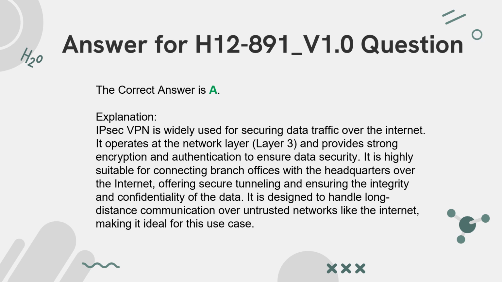IPsec VPN is widely used for securing data traffic over the Internet. It operates at the network layer, Layer 3, and provides strong encryption and authentication to ensure data security. It is highly suitable for connecting branch offices with the headquarters over the Internet, offering secure tunneling and ensuring the integrity and confidentiality of the data. It is designed to handle long-distance communication over untrusted networks like the Internet, making it ideal for this use case.